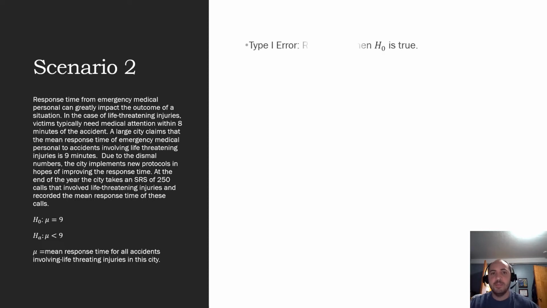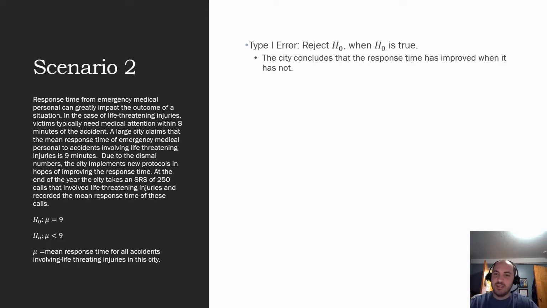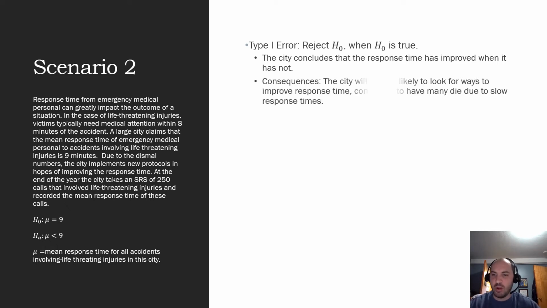And in this case, if we commit a type 1 error, so we reject the null hypothesis when the null is true, that's going to mean the city's going to conclude that there's significant evidence to say that they have improved the response time when they really haven't. There's not significant evidence. It was kind of by chance they saw this outcome. So what that means is the city's going to be less likely to try to improve the response time because they think it's improving, which means more people are going to die because of the bad response rate. So this is a not so good outcome. So type 1 error is pretty substantial here in terms of how bad it is.